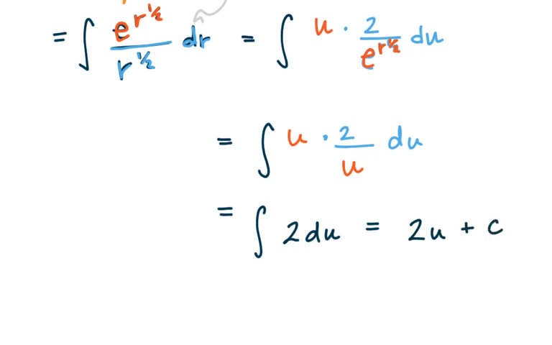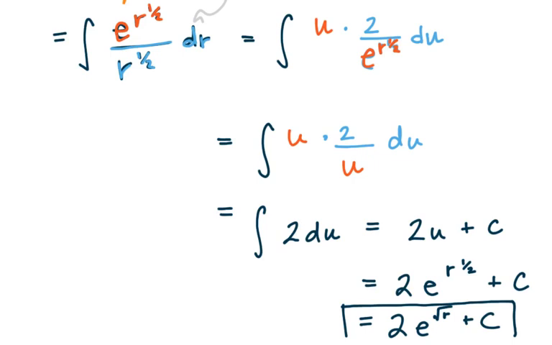And plugging my u value back in, remember, u is e to the r to the 1/2, that is 2e to the square root of r plus c. And so this is my final answer for this. You can check that using the derivative. If I take the derivative of this answer I've drawn in the box here, it should give me exactly what I started with.